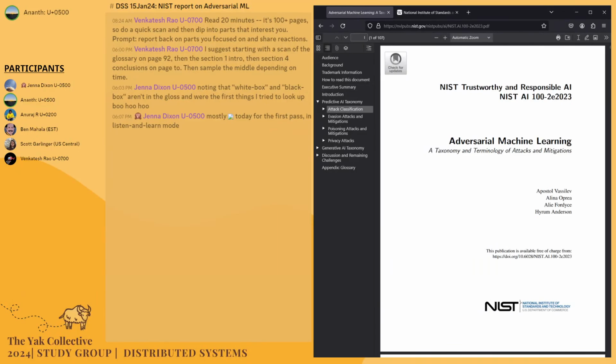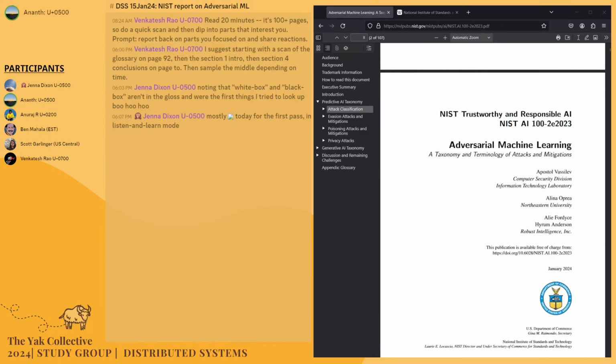Yeah, personally, I found the paper really hard to read. There's two terms that I don't quite understand, so I went to the glossary and read through it. But I found the two diagrams, the taxonomy of attacks, one for predictive AI systems and the other for generative AI systems, quite useful to get a gist of the various attack vectors and the categories that the paper tries to put them in.